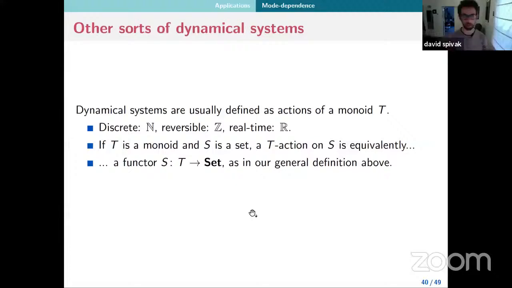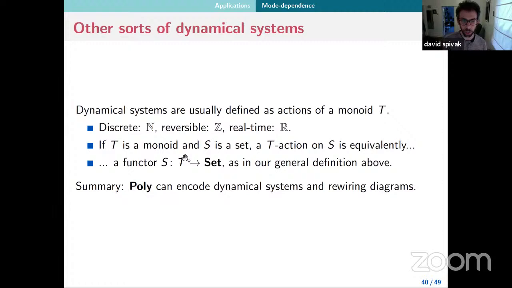But the summary of all the dynamical system stuff so far, all this Moore machines and wiring diagram stuff, is that poly can encode dynamical systems, general sorts, this sort, or the Moore machines or Mealy machines or whatever, and wiring diagrams, or as David Jaz Myers calls these, rewiring diagrams.